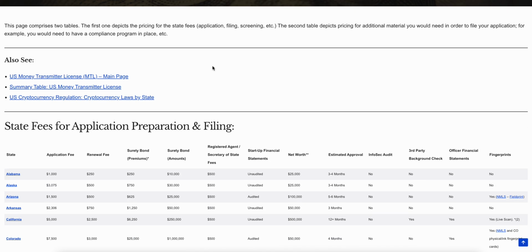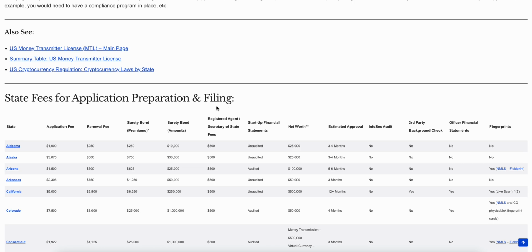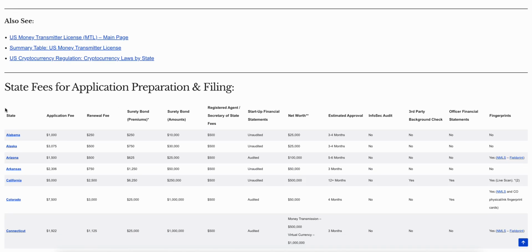So we have decided to put it in two places: state fee for application, preparing, and filing. These are the government-based fees that you need to pay to either the federal government or the state. And it includes things like the application fee, the renewal fee, the surety bond, what the premiums would be. And we will discuss that premium. There's an asterisk over here. We'll tell you what the premium means.